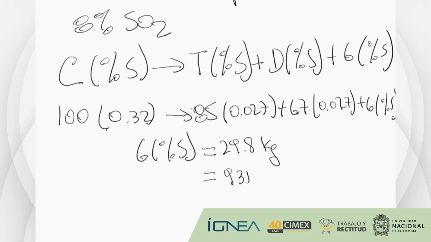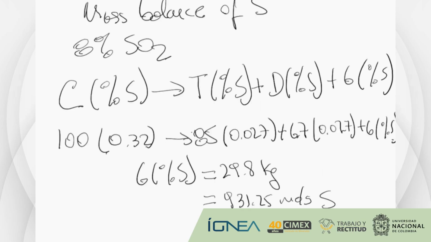Okay. If we define the number of moles, it is 931.25 moles of sulfur. Okay, this is the same as in this equation. It means 931.24 moles of SO2. Okay, and it represents 8% of the total.